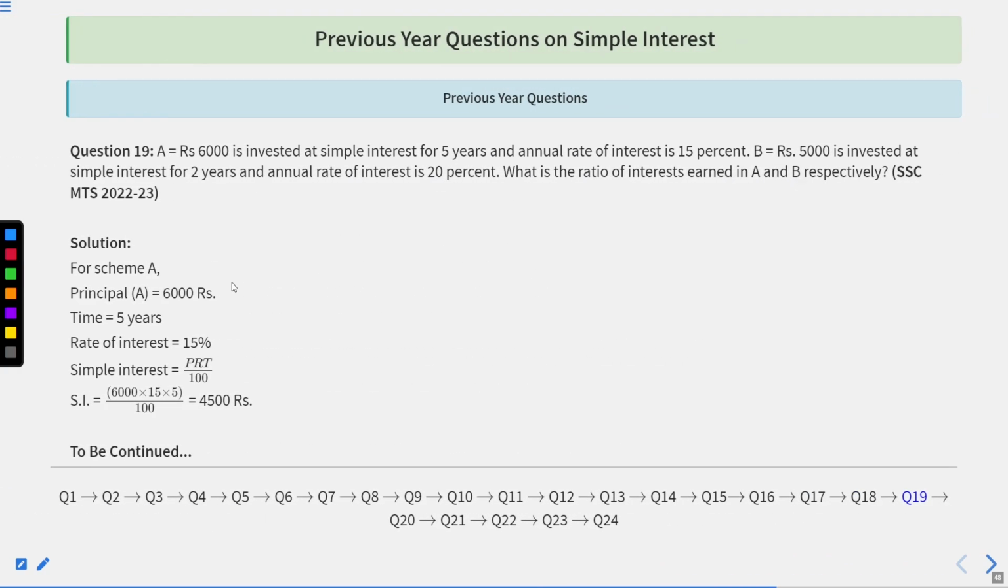For scheme A, principal is 6,000, time is 5 years, and the rate of interest is 15%. So the simple interest, PRT upon 100, is 6,000 into 15 into 5 upon 100, that is 4,500 rupees. For scheme B, principal is equal to 5,000, time is 2 years, and the rate is 20%. So simple interest is PRT upon 100, that is 2,000 rupees. The ratio of interest earned in A and B is 4,500 is to 2,000, which is 9 is to 4. So the correct option here is option B.